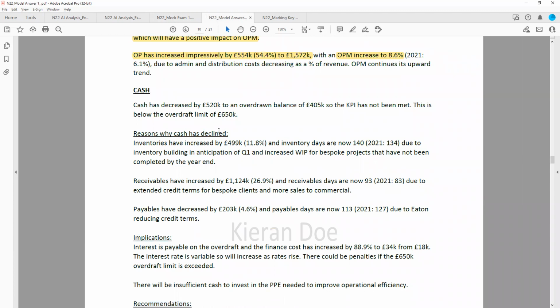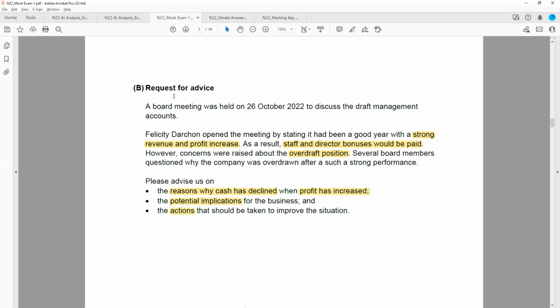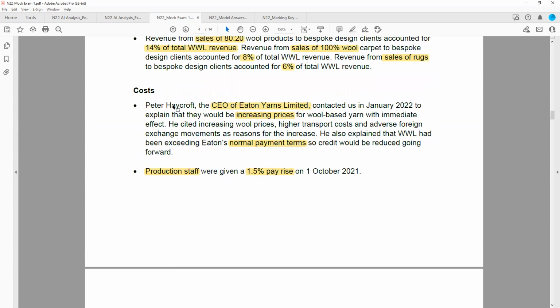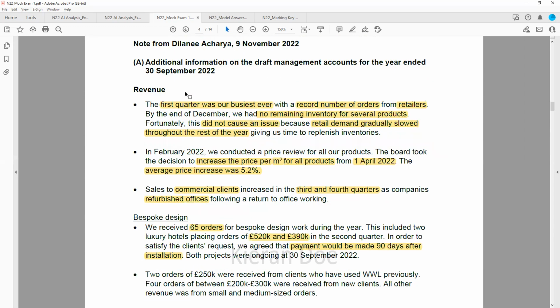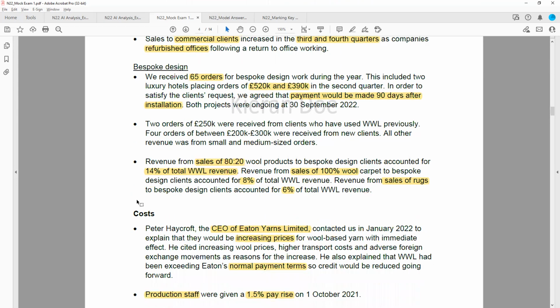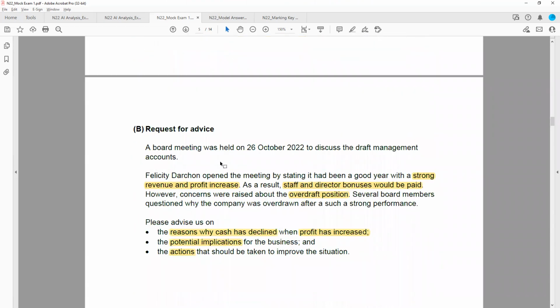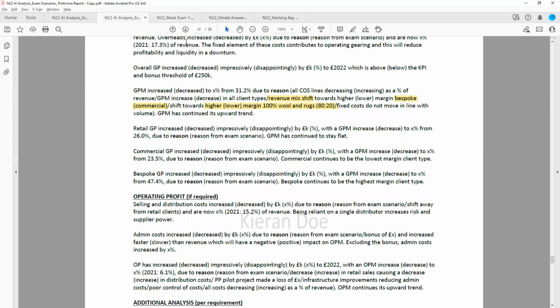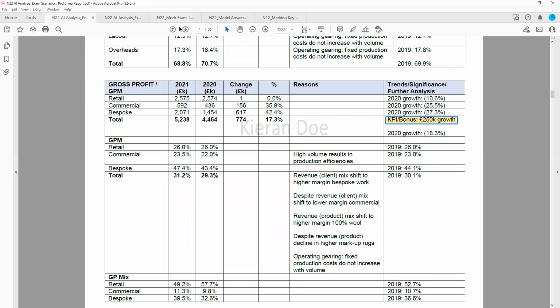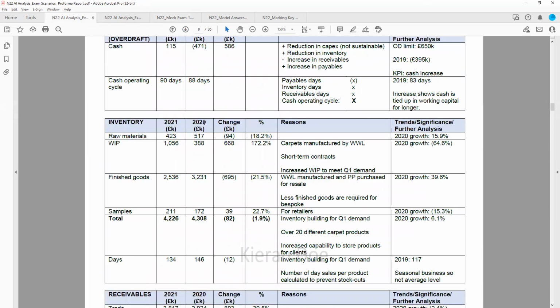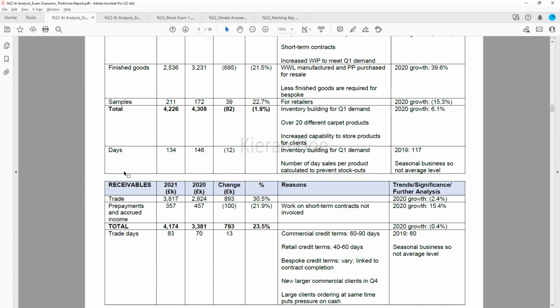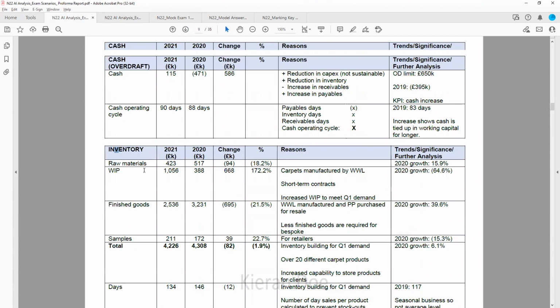So we need to look at cash. With this one, rather than being asked to look at revenue, gross profit, and then having a separate issue, it's as though they're asking us to look at revenue, gross profit, and then cash. And obviously, as we discussed in the AI analysis class, if you're going to analyze cash, then you're going to need to look at working capital overall. So we're going to need to look at inventory, receivables, and payables.